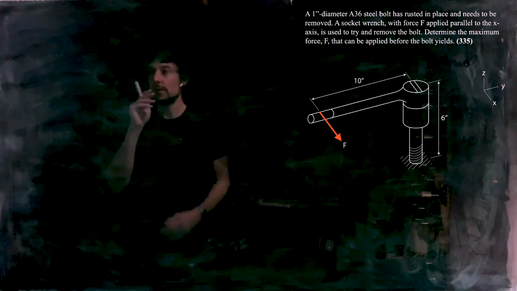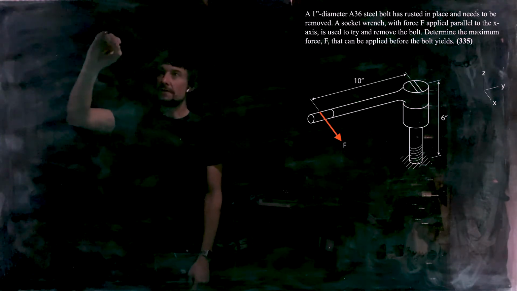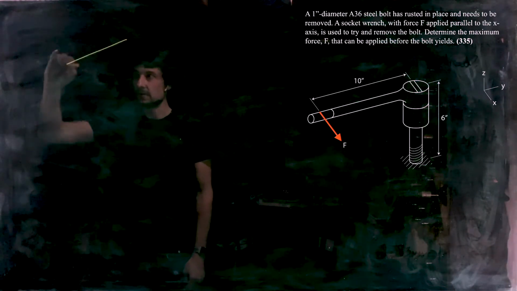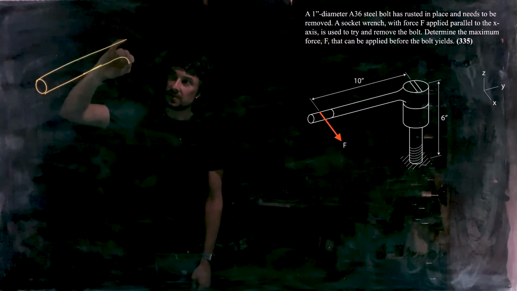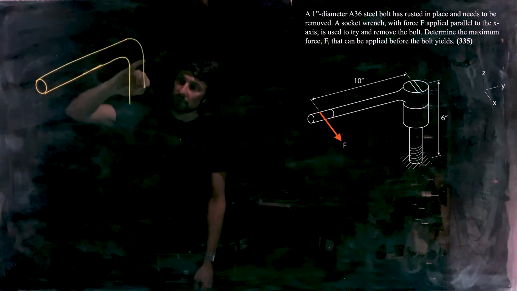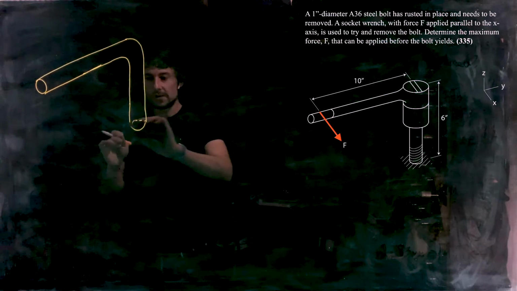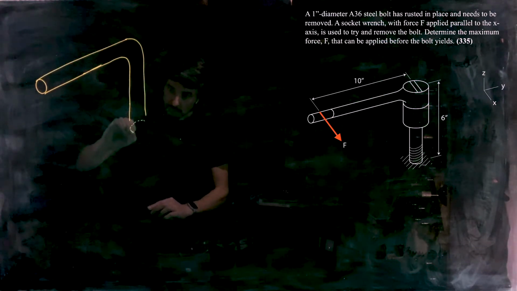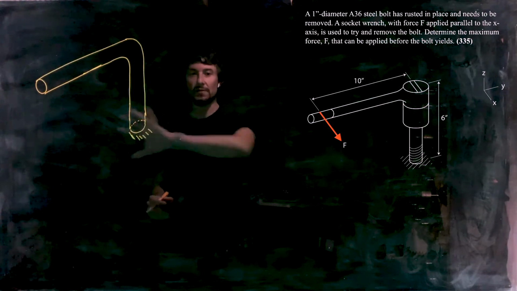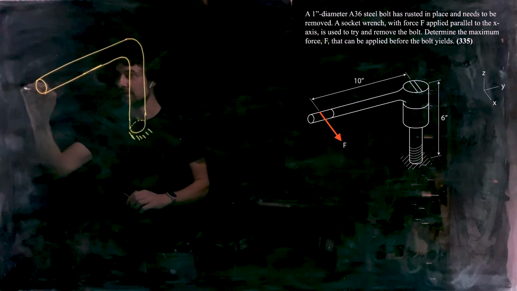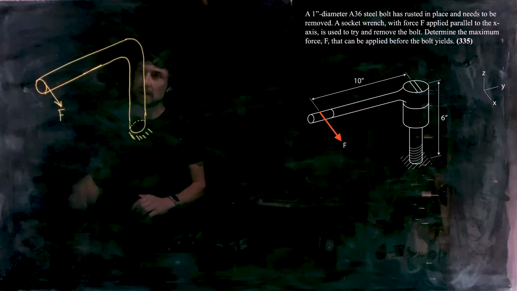So what we're going to do is draw a simplified version of the loading situation that we have here. Here's the socket wrench, and we'll draw this as a single piece going right into the bolt. There's the connection there. So there's the nice picture over here, and here's my simplified picture over here. And that force is being applied like this, F.